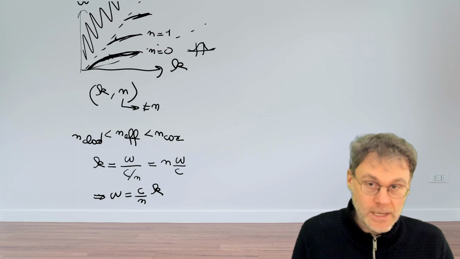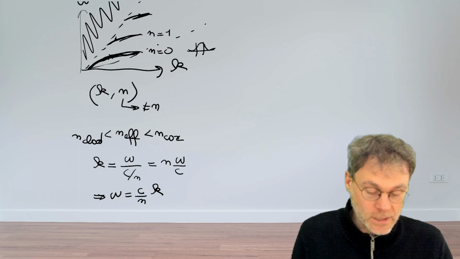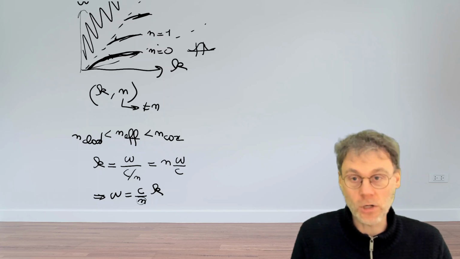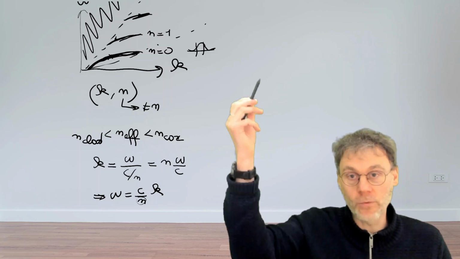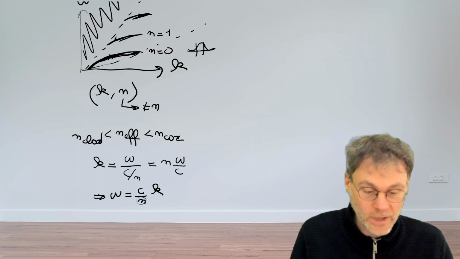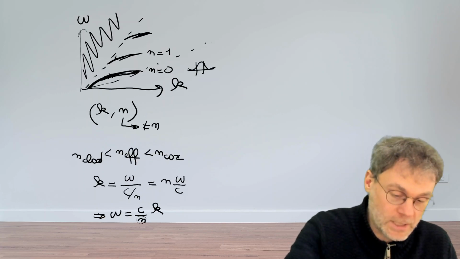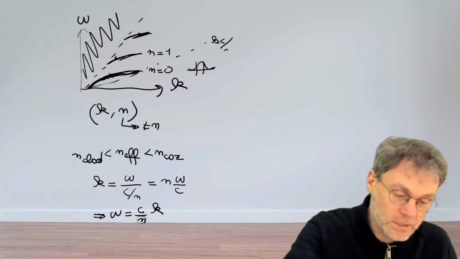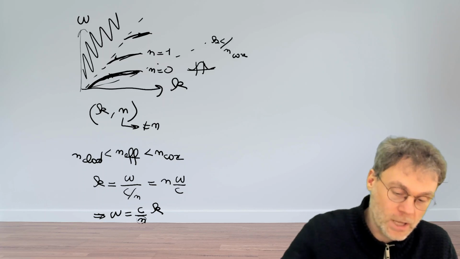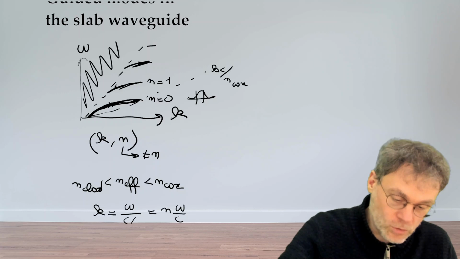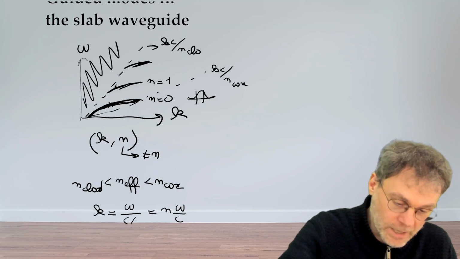So since the core refractive index is the highest, this means that you divide by the largest number, and this means that you end up with the smallest omega values. So over here you have a line corresponding to kc divided by n core, and the line over there turns out to correspond to kc divided by n cladding.